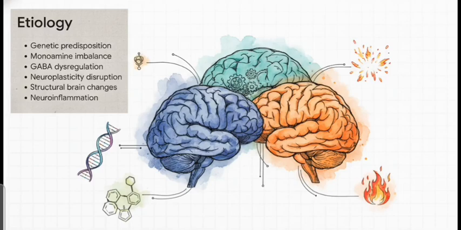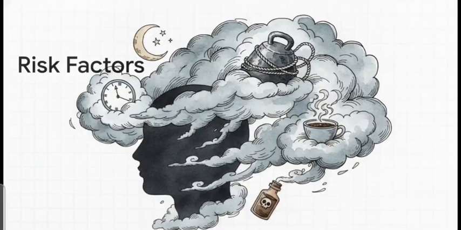On top of that, we see GABA dysregulation, a disruption in neuroplasticity, and actual physical, structural brain changes in the hippocampus and amygdala. Oh, and don't forget neuroinflammation from pro-inflammatory cytokines. The brain is quite literally under immense biological stress. But biology is really only half the story.